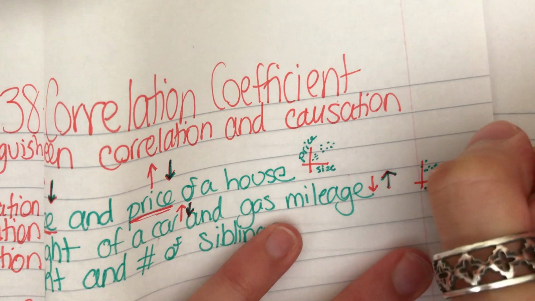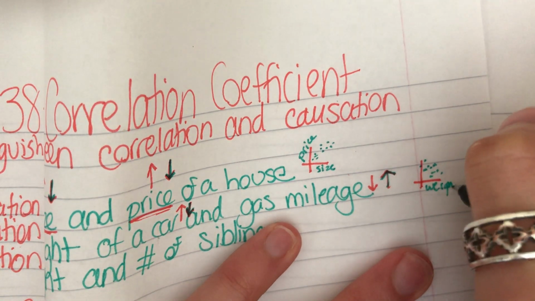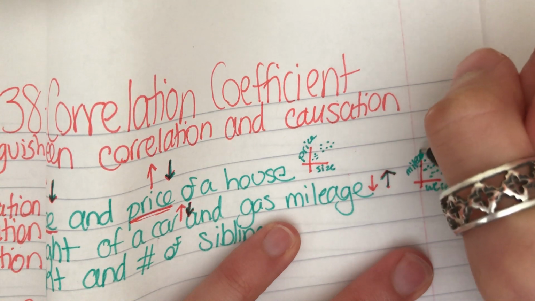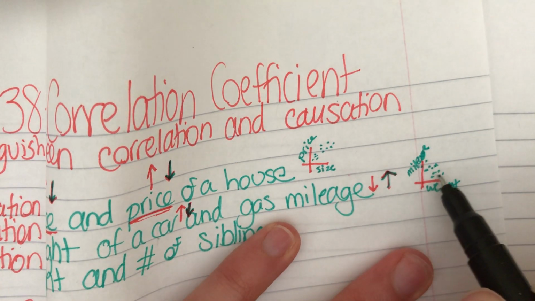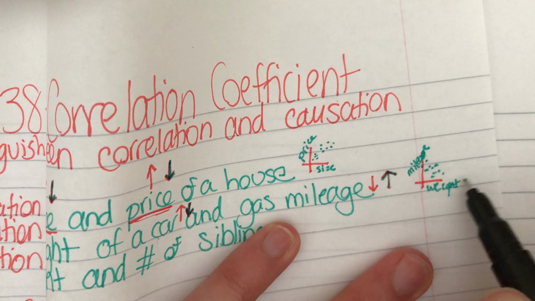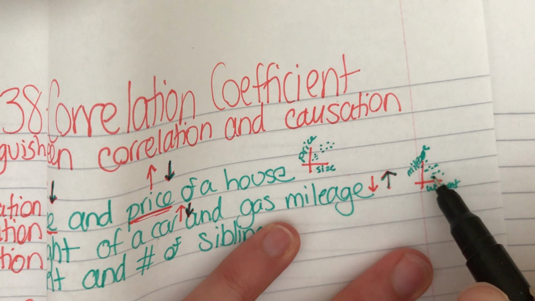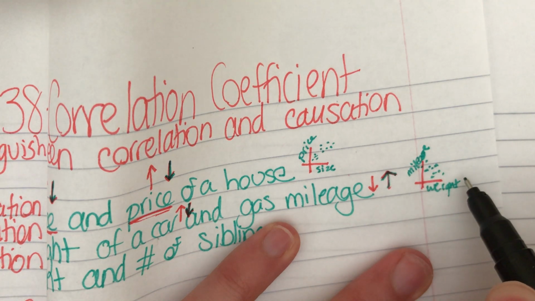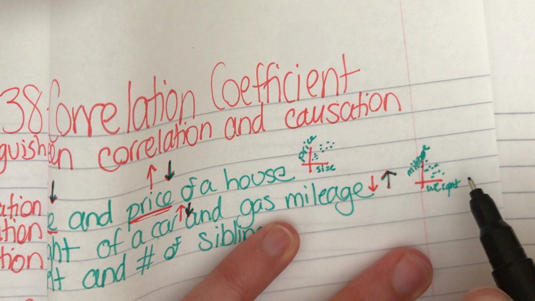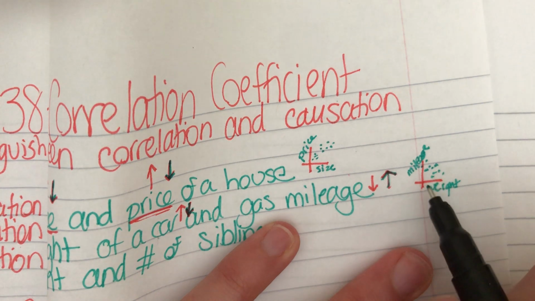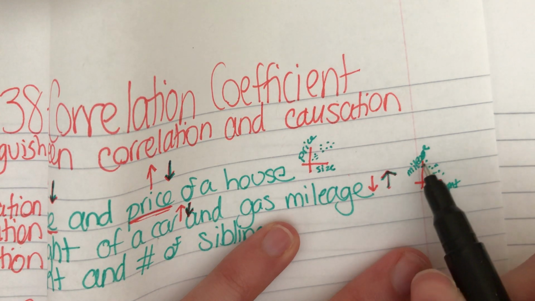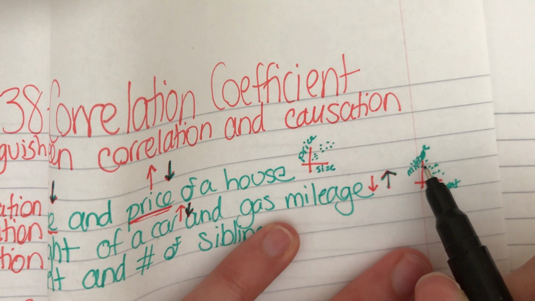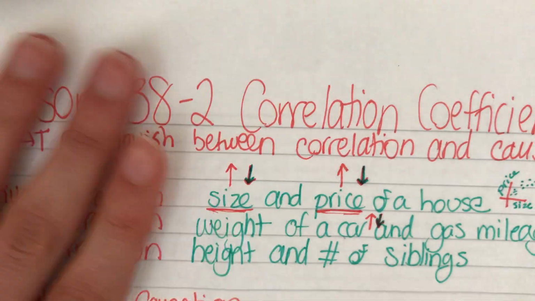So if we imagine this to be the weight and this to be the gas mileage, as the weight gets larger, over here, you can see that our points are lower on the mileage area, which means that they have lower gas mileage. But as the weight gets smaller, closer to 0, that's when our dots are plotted higher up, meaning they have higher gas mileage.